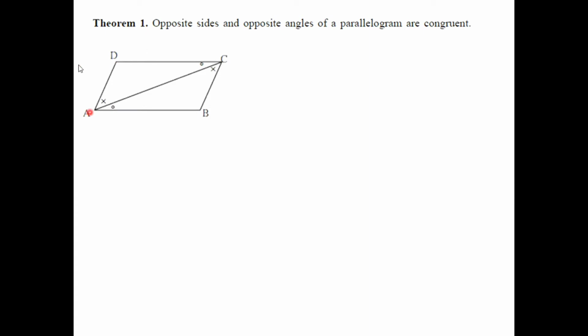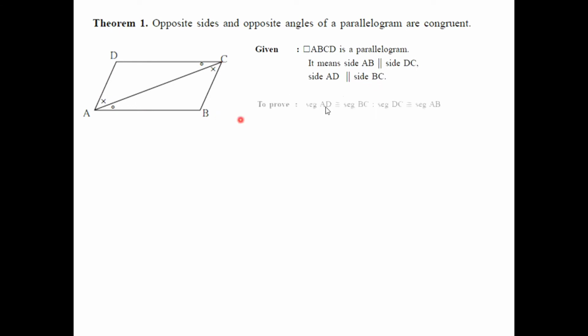So ABCD is a parallelogram, which is given. And as it is a parallelogram, opposite sides must be parallel. That is, AB must be parallel to CD and AD must be parallel to BC. That's given. Now we have to prove that the opposite sides and opposite angles of this quadrilateral are congruent.